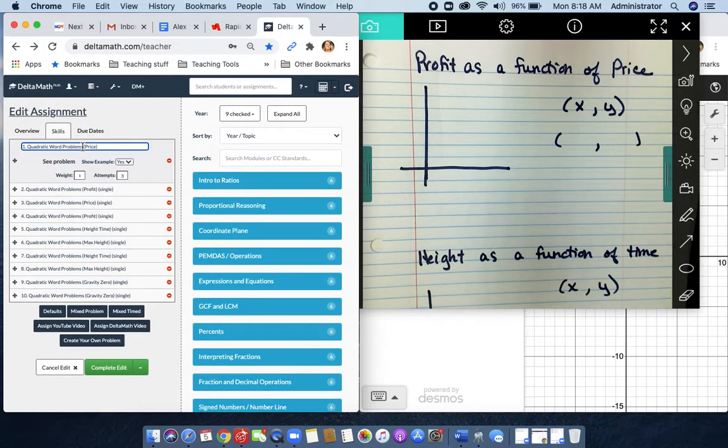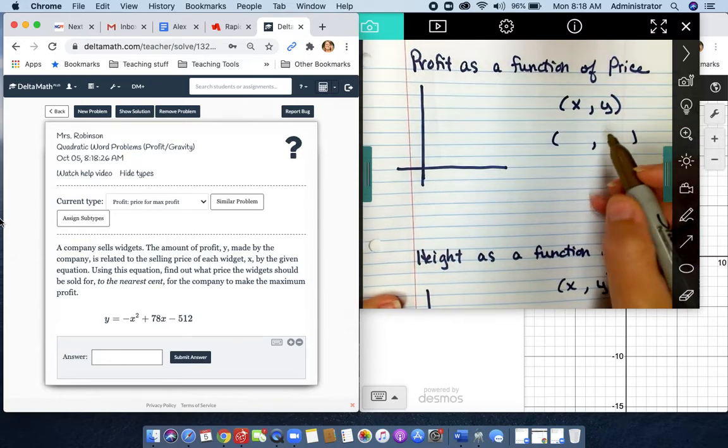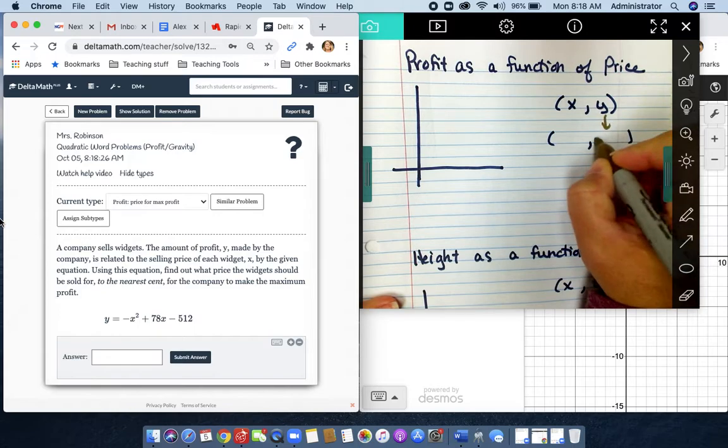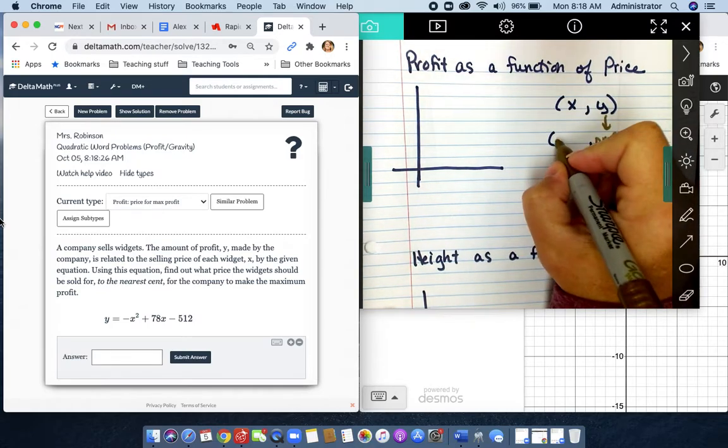So we're going to go ahead and take a look at number 1 of your assignment today called Quadratic Applications. So it says a company sells widgets. Widgets are just some generic name for some item that a company might sell. So a company sells something, and the amount of profit, Y, so I'm going to look over here. My Y is going to be represented by a profit made by the company is related to the selling price of each widget.